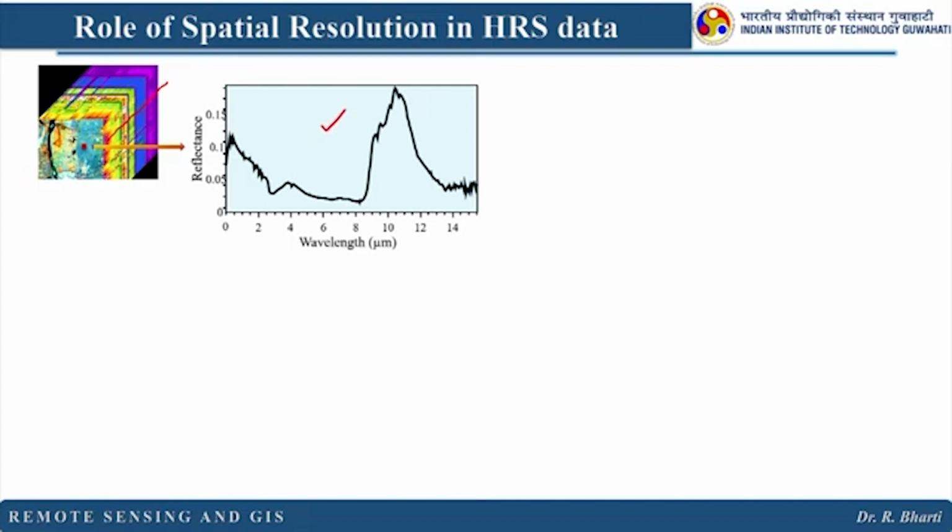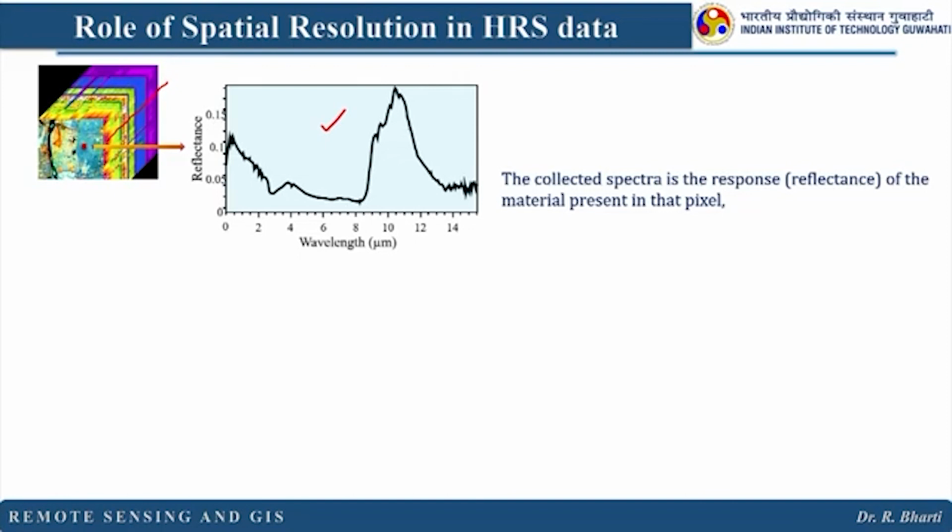This is just for an example. So what exactly are we doing? We are deriving the spectral signature of all these pixels, right. The collected spectra is the response of the material present in that pixel on the ground, right.